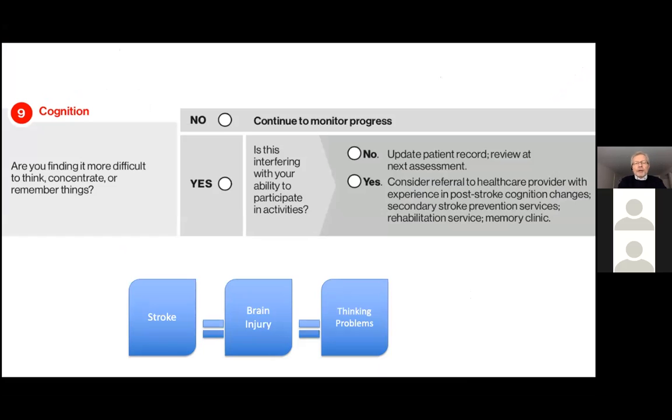Thinking difficulty after stroke. This is one of those things that I think we should assume is always there. If somebody's had a stroke, and it doesn't necessarily have to be a large stroke, it doesn't have to be an obvious stroke, there will probably be some degree of cognitive impairment with any stroke. It's just a matter of how accurately we assess the individual. I believe that a stroke is the equivalent of a brain injury, is the equivalent of thinking problems to more or less degree.